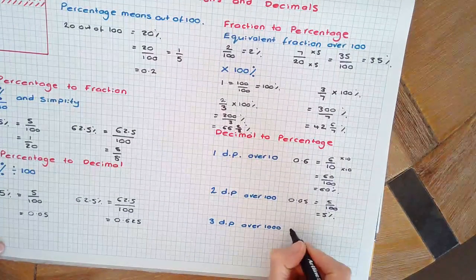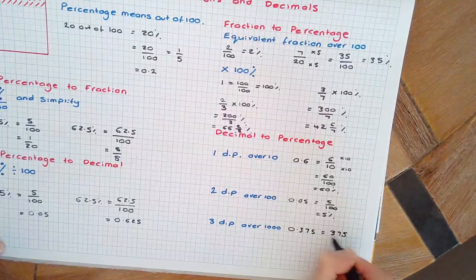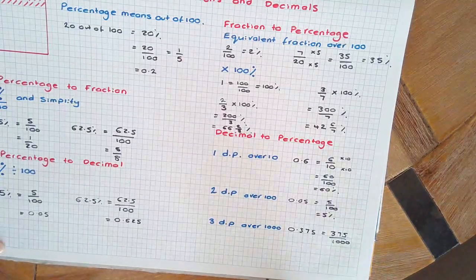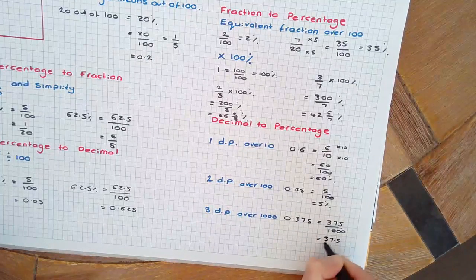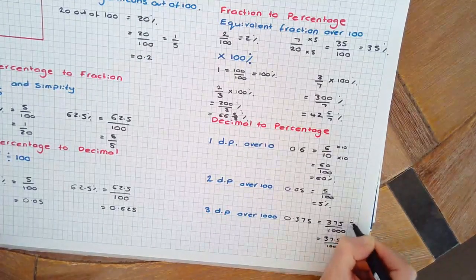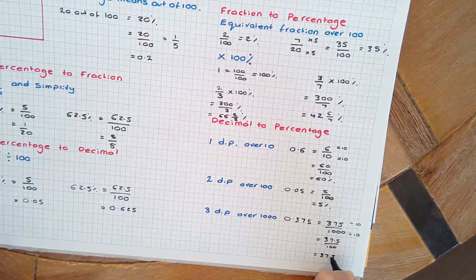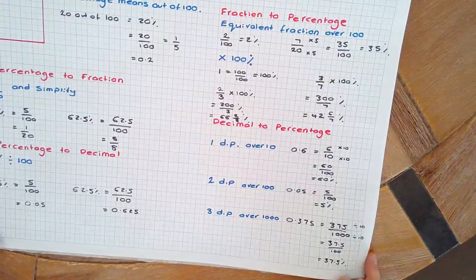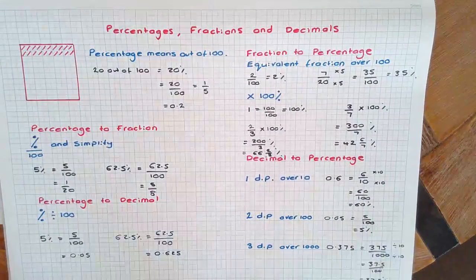Or if it's 3 decimal places, 0.375 for instance, I have 375 over 1,000, and this would simplify to 37.5 over 100 by dividing the numerator and the denominator by 10, and I get 37.5%. That is making equivalent percentages, fractions, and decimals.